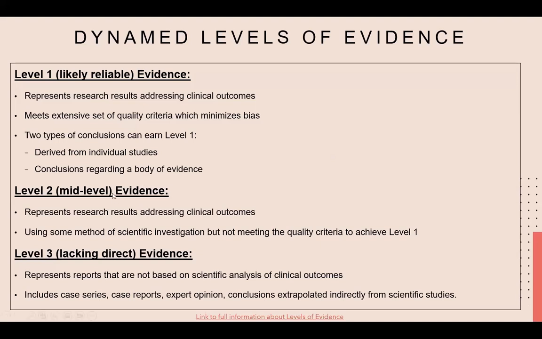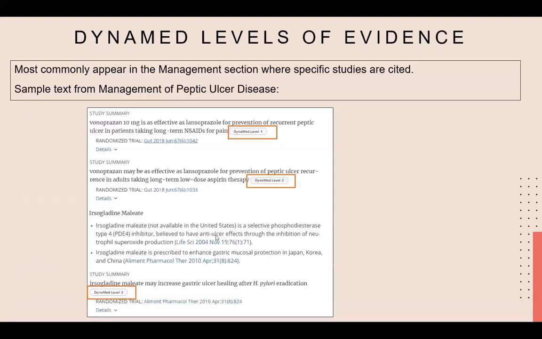The next level is level 2. So this is where it's based on clinical outcomes, it's based on research, but maybe not quite as high quality as is needed to achieve level 1. So a mid-level of confidence. And then the third one is level 3, and these are really lacking direct evidence, really no randomized controlled trials. Might be a case report, might be a case series, might just be an expert opinion. So, you know, it just kind of gives the clinician a little bit of additional information to save them time.